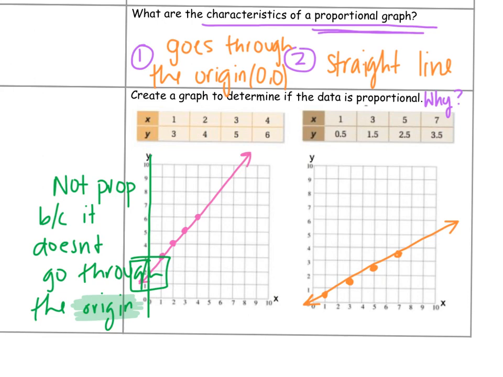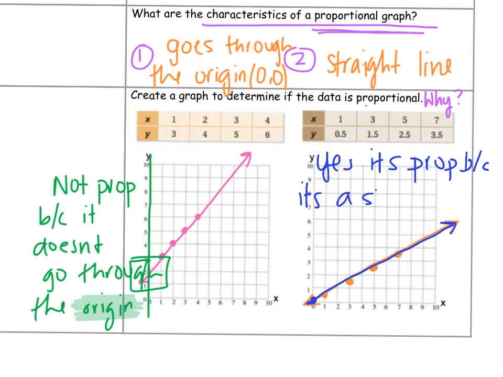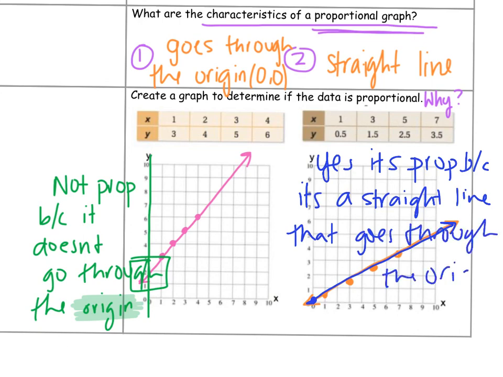And then looking at that second graph, is it proportional? Well, it does cross through that origin. It is a nice straight line. So yes, it's proportional, and it's because of both of these things. So we have to specify both those reasonings. Yes, because it's a straight line. That's one reason. That goes through the origin.